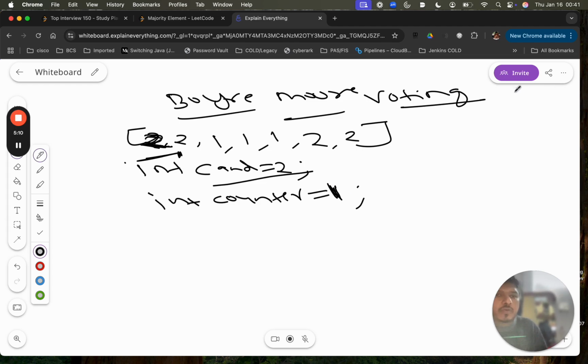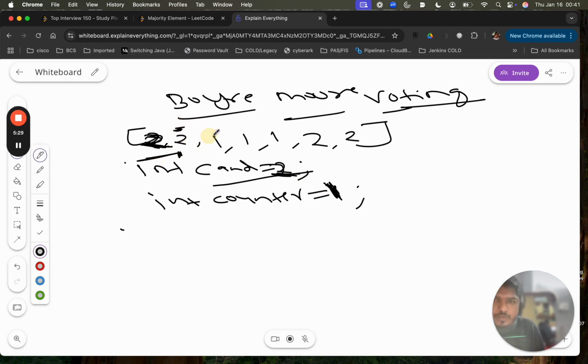One vote because it's a voting algorithm, so I'll talk in those terms only. This person got one vote. This second candidate, whose name is 2, also got one vote. Now I'll start a loop. I'll run a loop from this place.